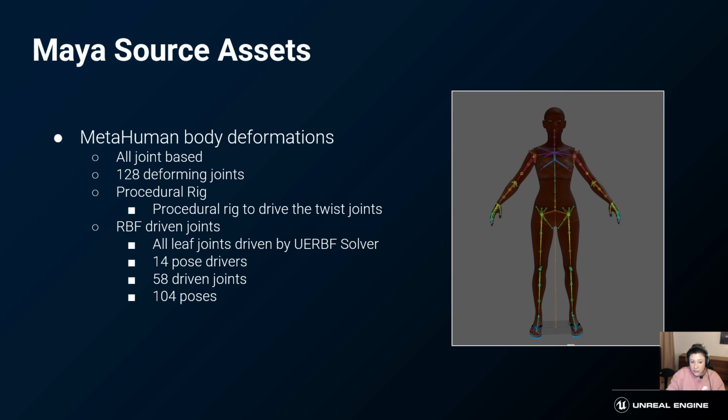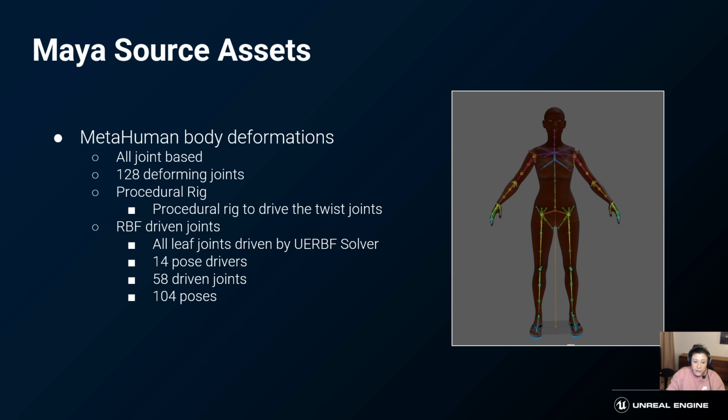We have a procedural rig to drive the twist joints, which is a standard step that you do in Maya to make sure that you get the correct twist values and to avoid any Euler gimbal issues. All of our leaf joints are driven by Unreal Engine's RBF solver.